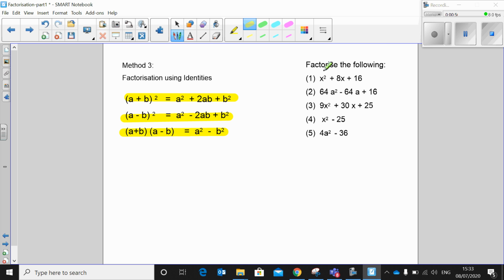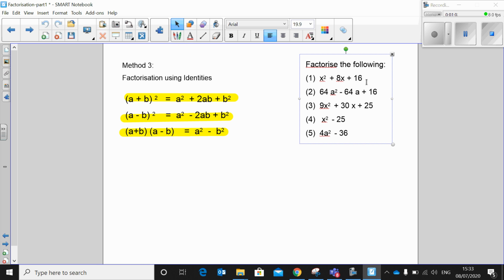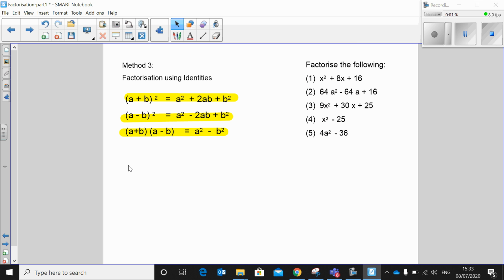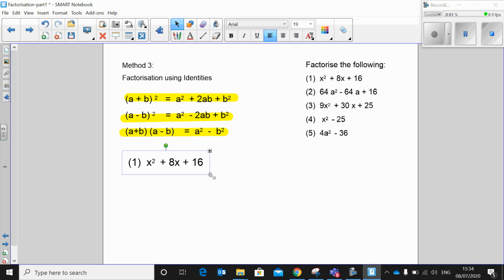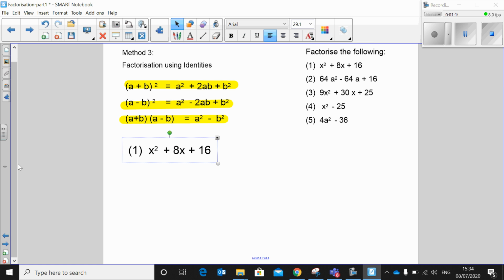Okay, first let us see the sums. I have taken 5 different types of sums. Let us start with the first one: factorize x square plus 8x plus 16. Let us see how to factorize. As we know, factorize means we can write it as a product of two algebraic expressions, like (x plus 3) into (x plus 4) or (x plus 5) into (x minus 2). This has three terms, and now we have to reduce it to a single term.